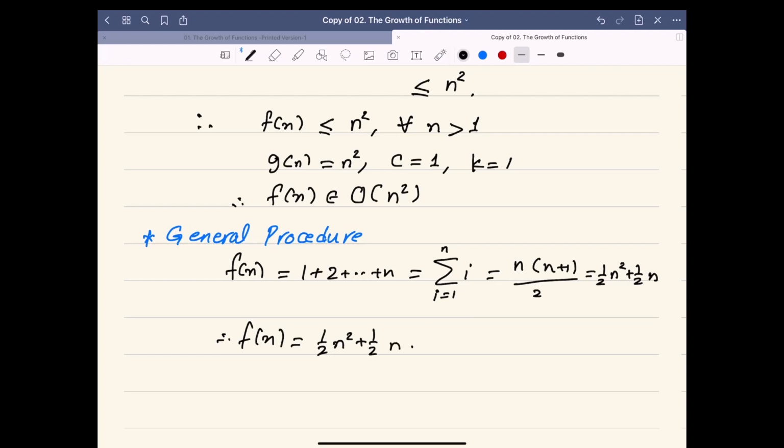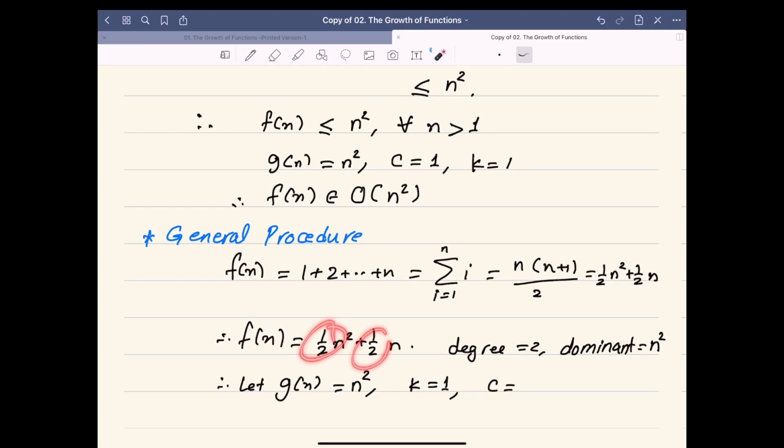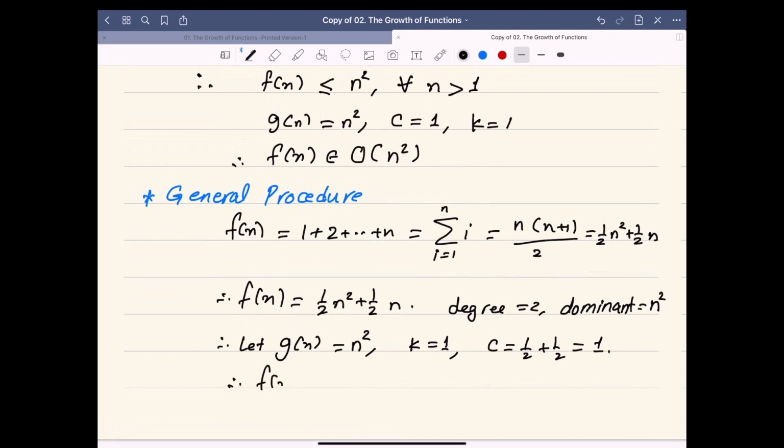So which term is the dominant term? The degree is 2, and the dominant term is equal to n squared. So we can say let g of n is equal to n squared, k is equal to 1, and c will be the addition of the absolute values of the coefficients. So this will be equal to half plus half, and this is equal to 1. And here we say that f of n belongs to O of n squared.